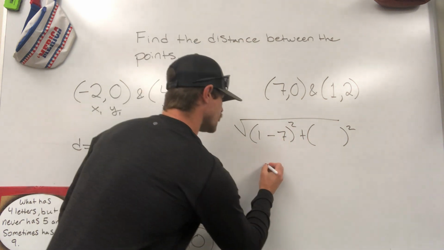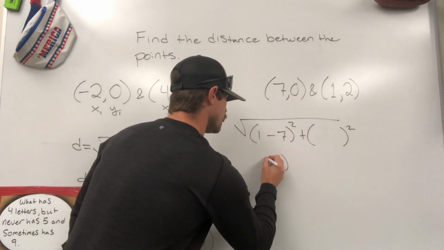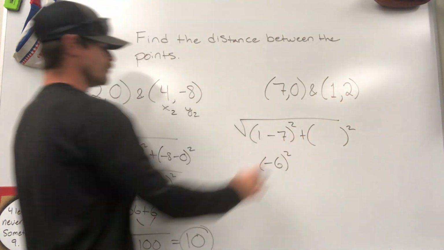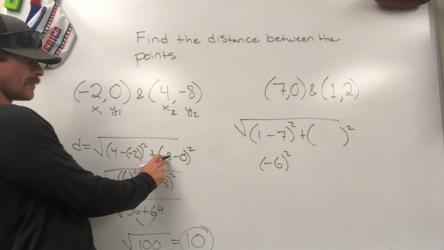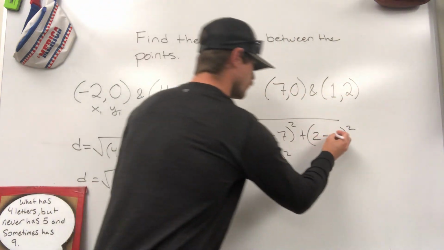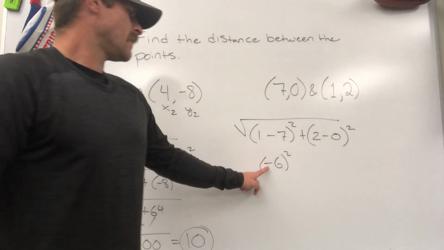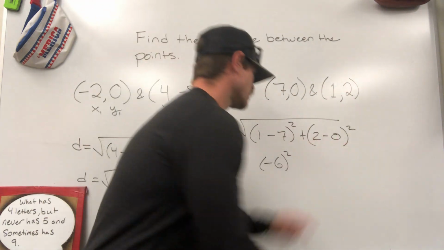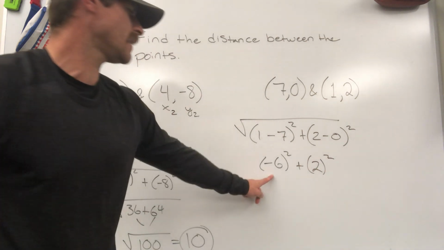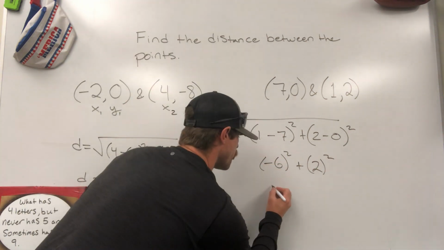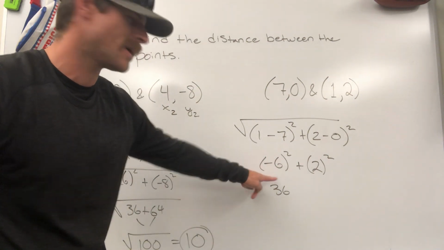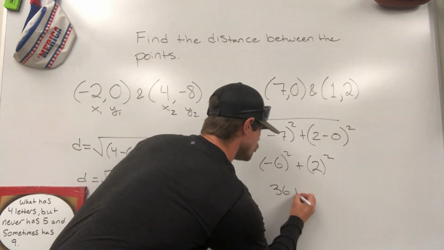1 minus 7 is going to give me -6. I'll need to square that. Over here, my second y value, remember my second y value is what goes down right here. That's going to be 2 minus 0. -6 squared plus 2 minus 0, which gives me 2. And I'll need to square that. So -6 squared gives me 36, positive 36, because a -6 times itself is a positive. 2 squared is going to give me 4.